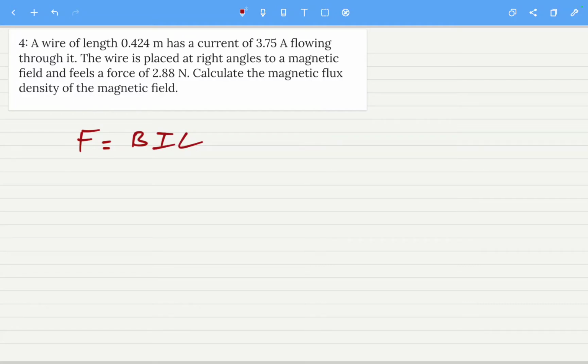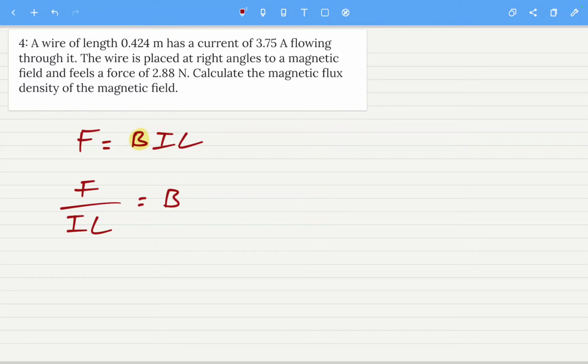And this time we need to make B, which is the magnetic flux density, the subject of the formula. So we need to get rid of a times I and times L. The opposite of that is obviously dividing on the other side. So F divided by IL, and that gives us magnetic flux density.